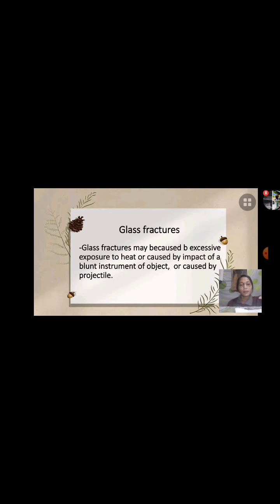So, what are glass fractures? Glass fractures may be caused by excessive exposure to heat, by the impact of a blunt instrument or object, or by a projectile.